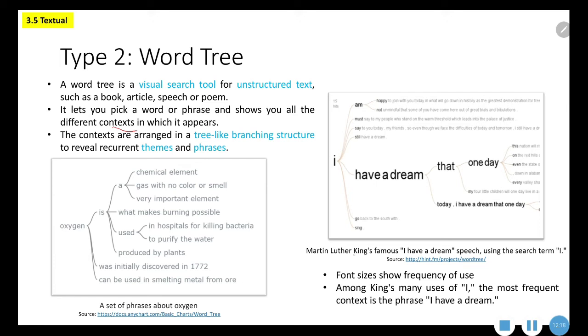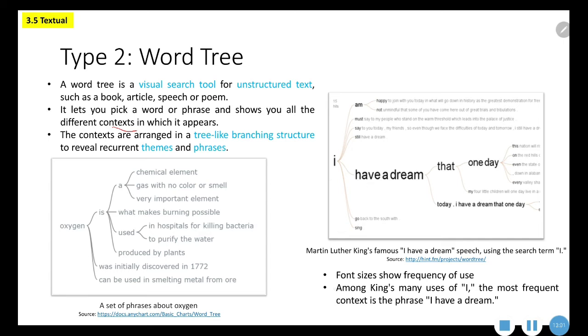The next one is Martin Luther King's famous "I Have a Dream" speech using the search term "I." From the word "I," we can branch out his speech. By the way, who is Martin Luther King? He was an American Christian minister, a spokesperson and leader in the civil rights movement from 1955 until his assassination in 1968. His speech is very famous, so people analyzed his text into this word tree.